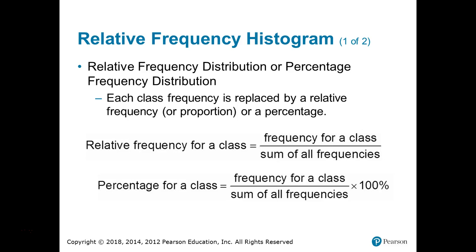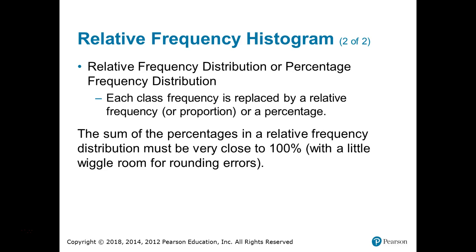Okay, so now we just did a histogram. Now we want to do a relative histogram. A relative frequency distribution represents each class not just by how many times it appears, but by what percentage of the overall it makes up. So relative frequency for a class is the frequency for that class divided by the total number of frequencies. That will give you a decimal value, or you can represent it as a percentage. The sum of them will be very close to 100% when you add them together.